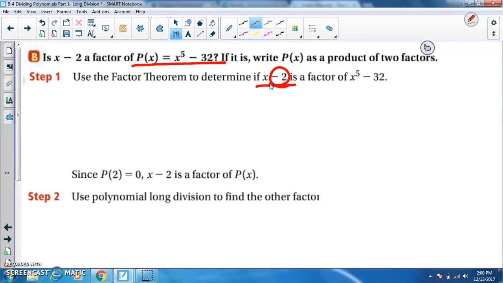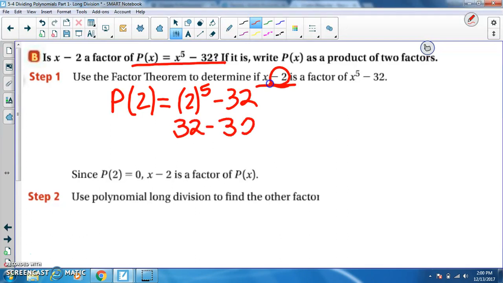So we need to take the opposite of negative 2, which is 2, and plug it in. So I have to do p of 2 is equal to 2 to the 5th power minus 32. 2 to the 5th power is 32, minus 32. So p of 2 is equal to 0. So since p of 2 is equal to 0, x minus 2 is a factor of our original polynomial.